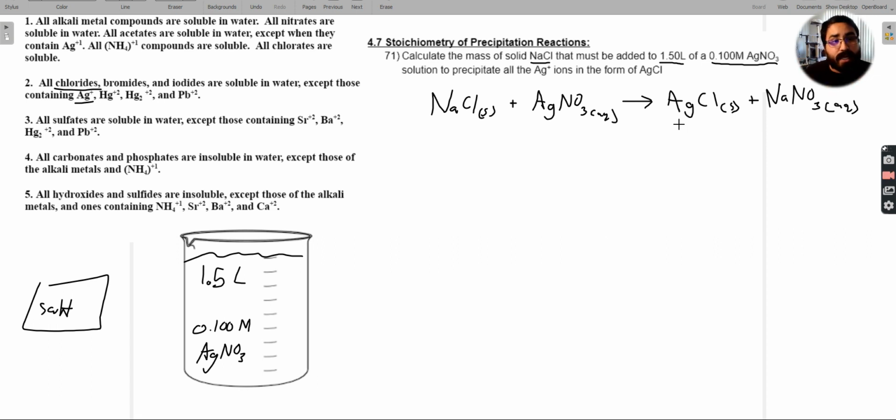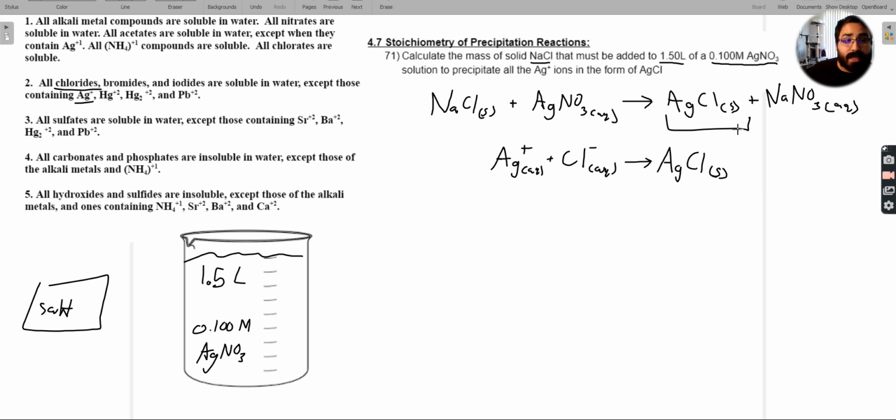Now, I'm going to skip the complete net ionic equation because I know what the important part is. This is the important part. And I know that AgCl is made of Cl minus and Ag plus. I just like having this as a little reference. I actually don't think we're going to need that net ionic equation for this. All right, but let's check it out.